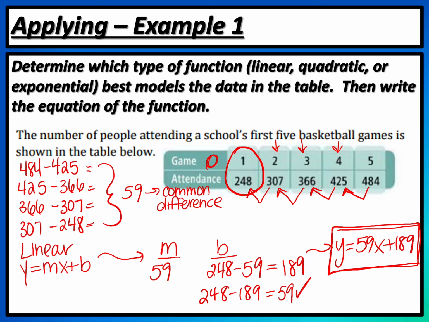To get that b value, you could also take any one of these ordered pairs from the table, plug them in for x and y, and solve the equation for b, just like we did way back in Unit 3. That's also an option. I'm just trying to save you a little bit of work here.